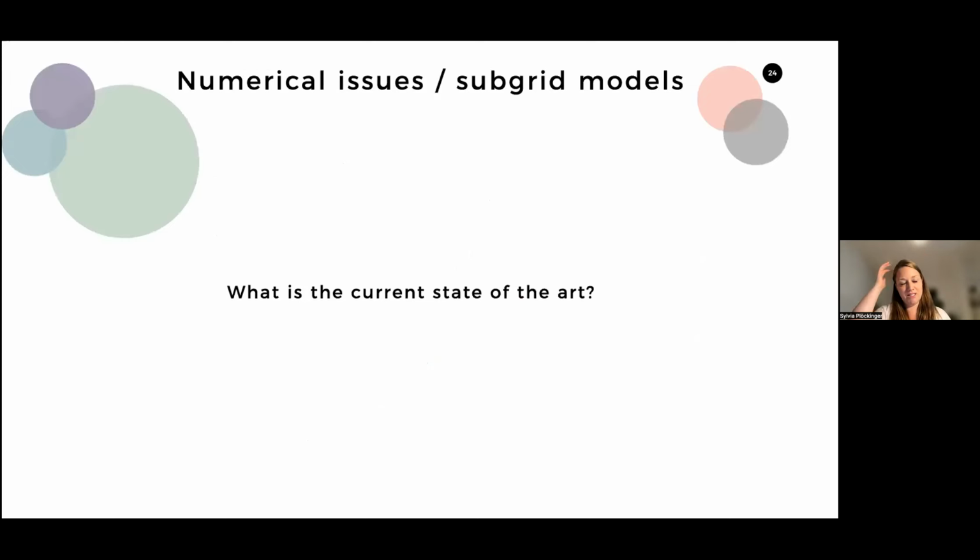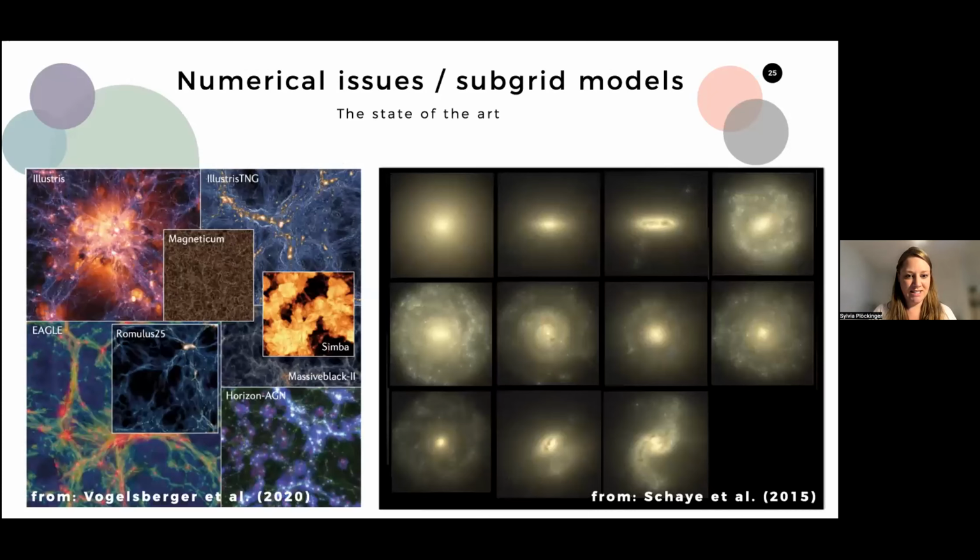Starting with the category of numerical issues and subgrid models, a very quick update on the current state of the art. There is a really nice review by Vogelsberger et al. in 2020, where they show in this illustration some of the state-of-the-art simulation projects, and these are only the ones that simulate full cosmological volumes until a redshift of 0, so until today. There are other projects that focus on individual galaxies, like zoom-in simulations, but I'm not talking about these today, only about the ones that model full cosmological boxes.